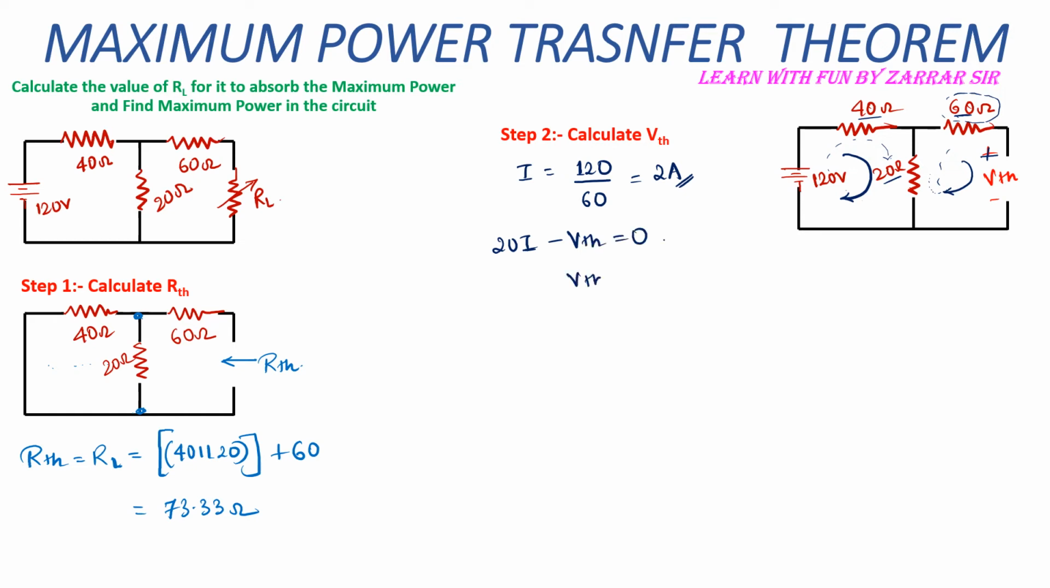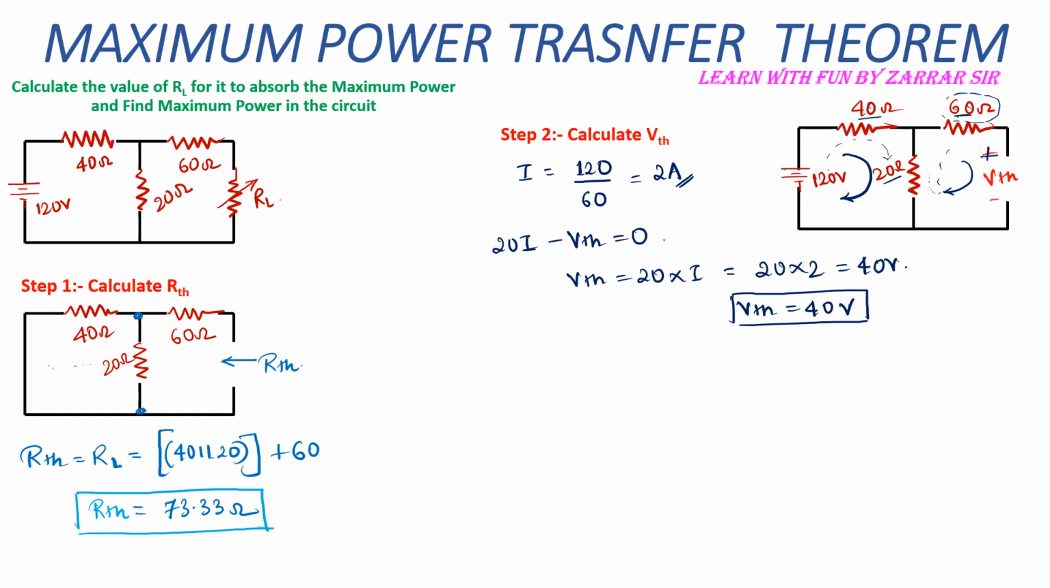The final equation is Vth equal to 20 into I. So it is 20 into 2, and finally Vth we got as 40 volts. We have the value of Vth as 40 volt, and we have the value of Rth or RL as 73.3 ohms. So we got these two values, and the last and most important step is the calculation of maximum power.